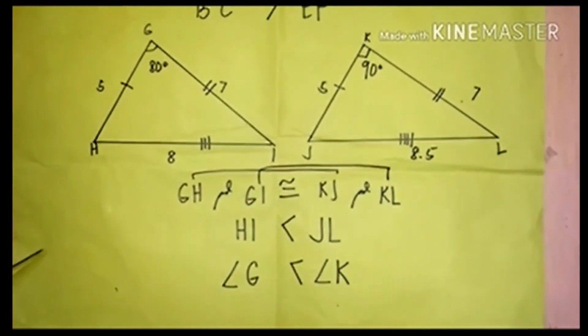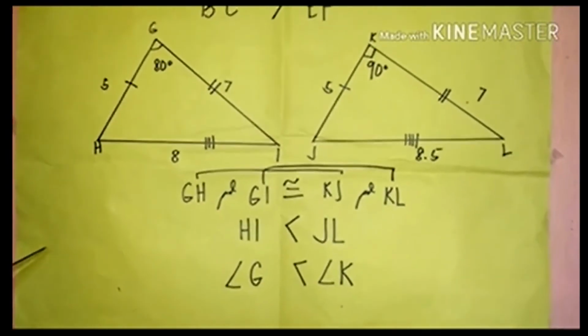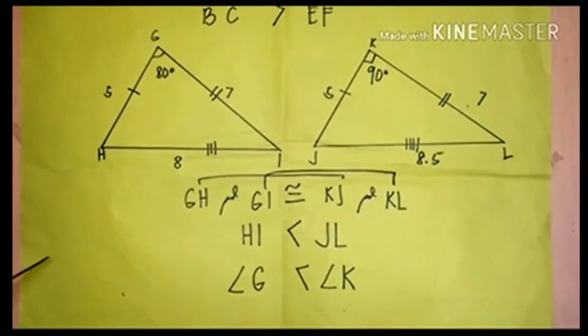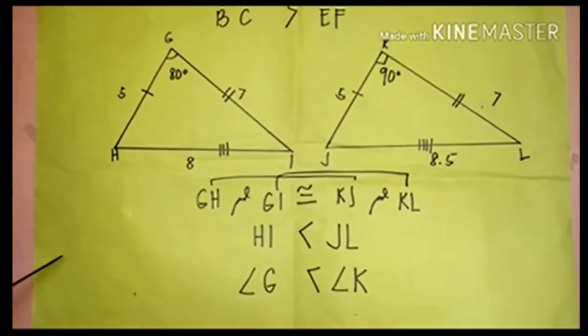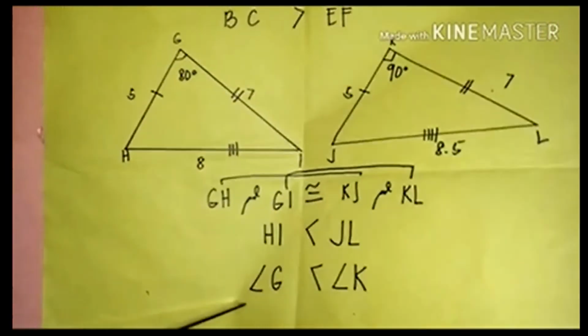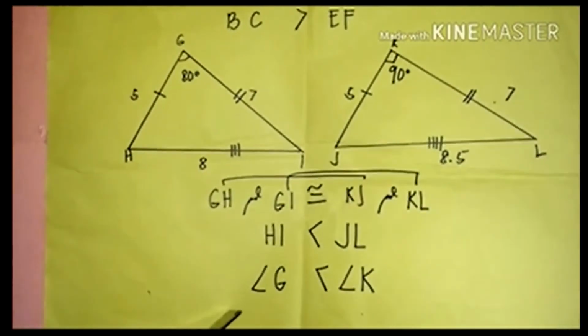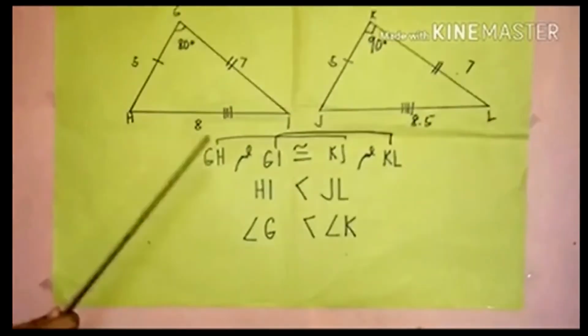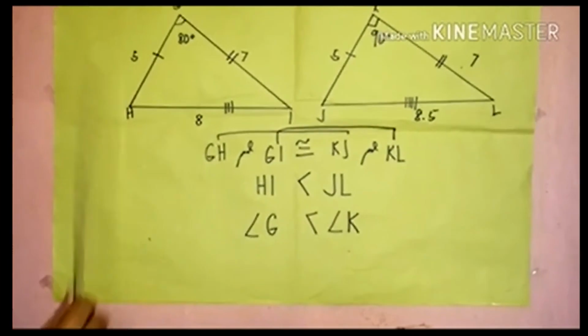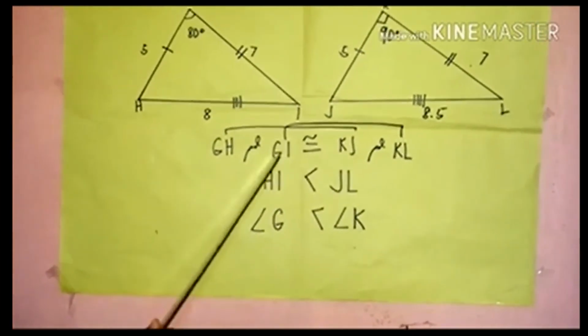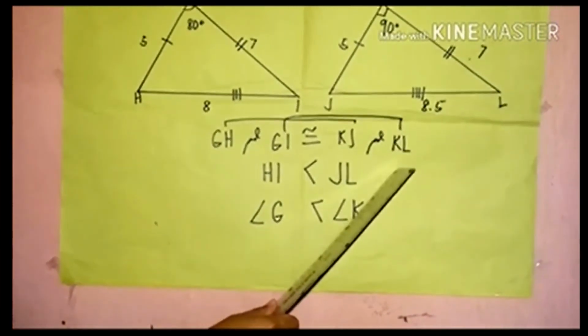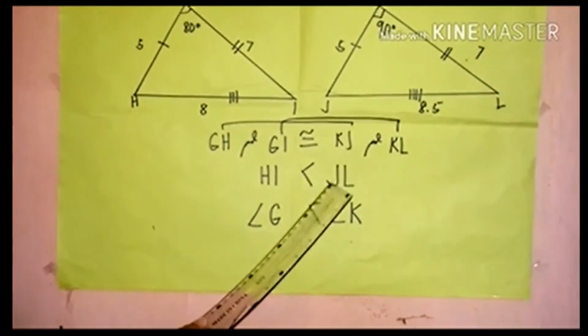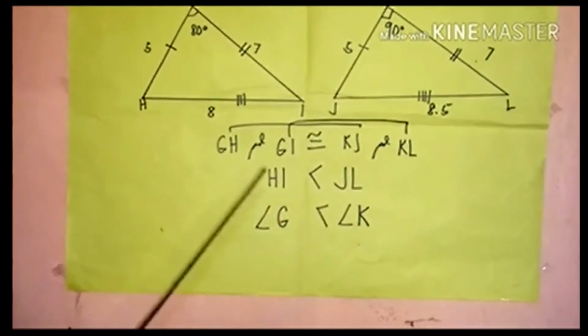If two sides of one triangle are congruent to two sides of another triangle, but the third side of the first triangle is longer than the third side of the second, then the included angle of the first triangle is larger than the included angle of the second. If side GH is congruent to side KJ and side GI is congruent to side KL, but side JL is longer than side HI, then angle K is larger than angle G.